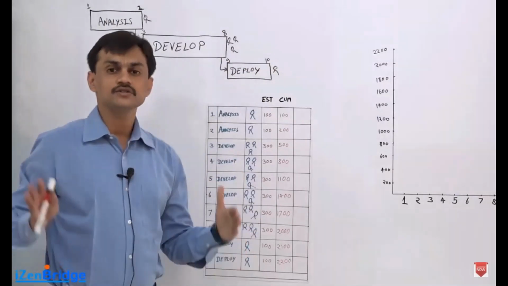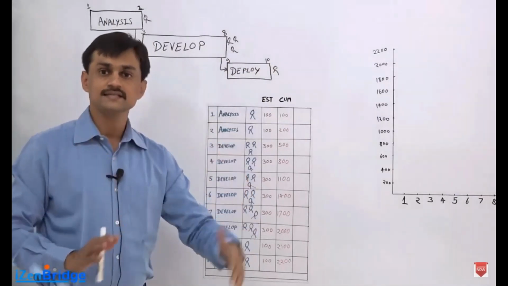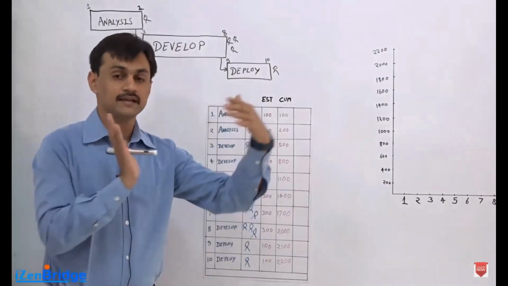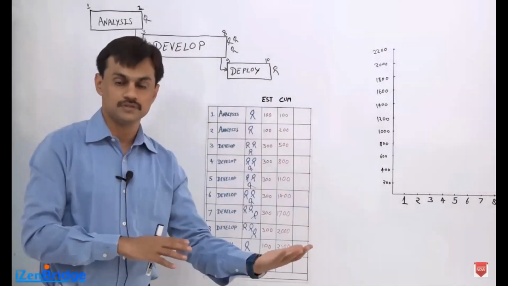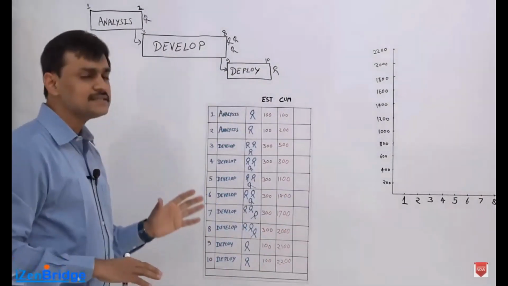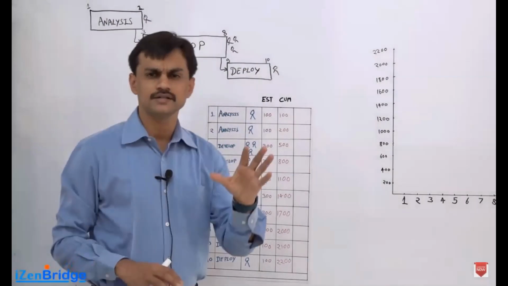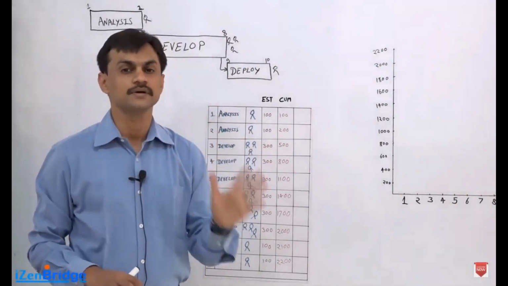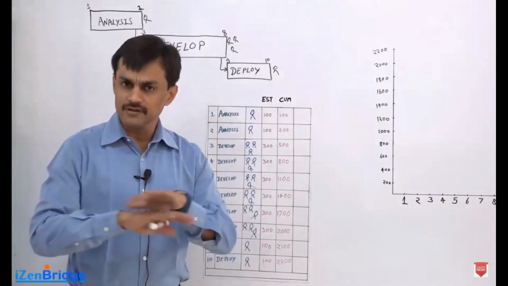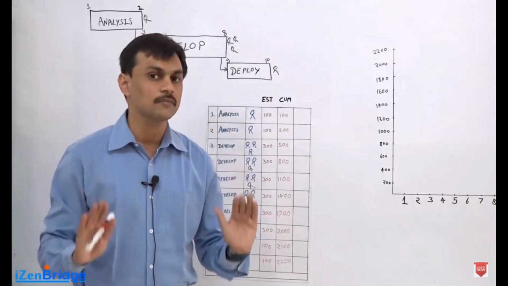Initially 2 days, one person working. The next 6 days, 3 people work. The remaining 2 days, only one person working. So this is how it is. Now, for simplicity's sake, I am putting the value of $100 per person as the expense rate per day. The person doing analysis and the person doing development, everybody has the same rate. So we are keeping the complexity simple.